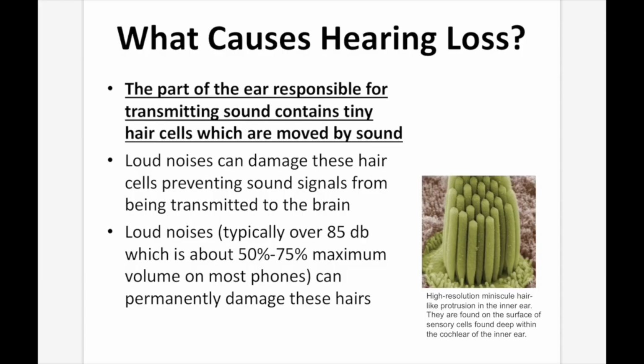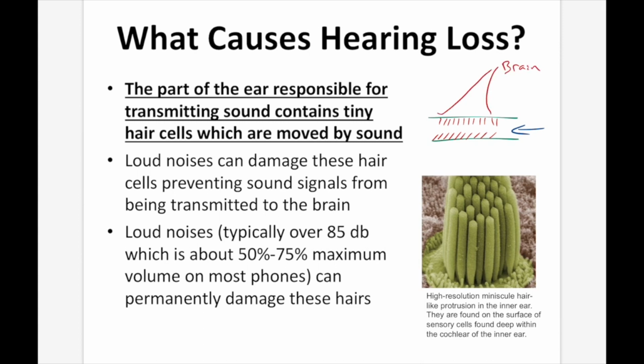What causes hearing loss? The part of the ear responsible for transmitting sound contains tiny hair cells which are moved by sound. So think of these hair cells lining these little areas, kind of looking like that. Now when the sound comes in, say from this way, it's going to cause these hair cells to move. When they move, they send a signal to the brain. Loud noises can damage these hair cells, preventing sound signals from being transmitted to the brain.